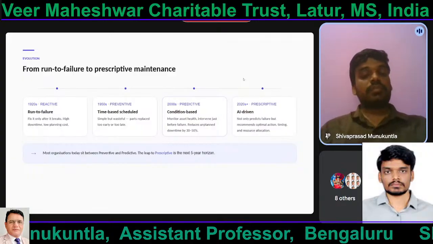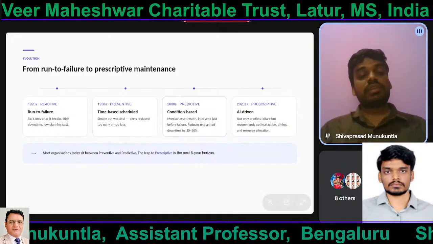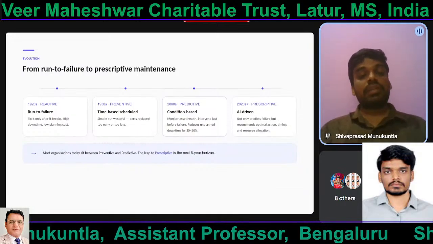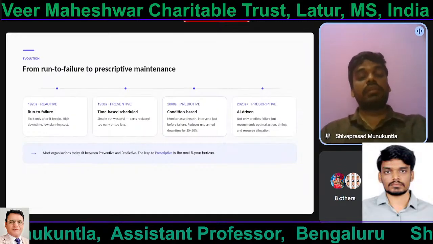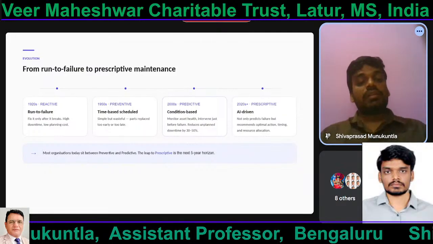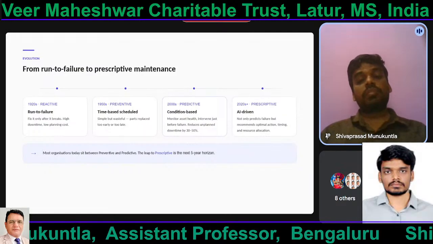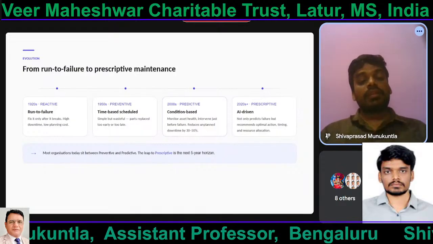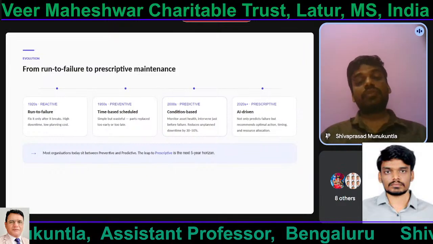So this is the basic history. In the 1920s, it was reactive. Like when it failed, only then we intervened and fixed it. You can take any car or turbines, anything. But after that, time schedule. Even now, we give our bikes and everything for service at scheduled times. So it will reduce our maintenance cost. From 1950, it is followed.